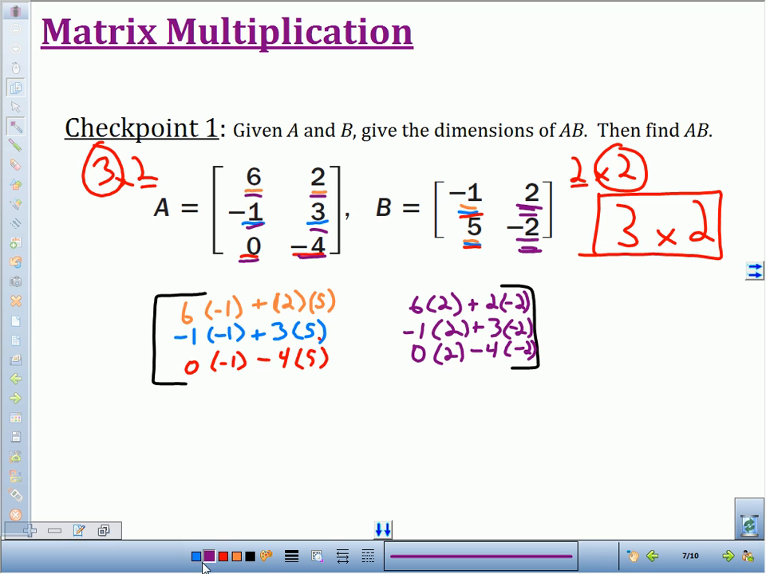Now we need to multiply all of this stuff out. 6 times negative 1 is negative 6. Negative 6 plus 10, that is 4. I'm skipping the multiplication step. We should be able to do this in a calculator without too much trouble. Negative 1 times negative 1 is positive 1, plus 3 times 5 is 15, so this will be 16. 0 times negative 1 is 0. 4 times 5 is 20, so it's 0 minus 20 is negative 20.